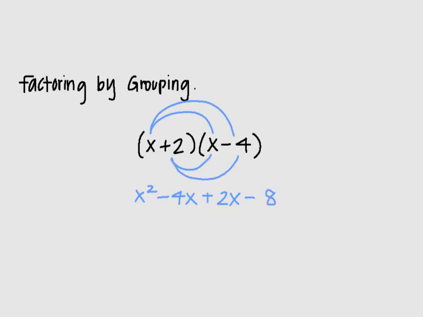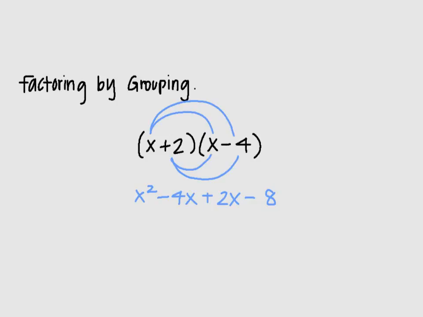So now we have a polynomial, x squared minus 4x plus 2x minus 8. We cannot factor this new polynomial by GCF since there is no common factor for all of the terms. There is no number that we can factor out or no variable that we can factor out from all 4 terms in this polynomial. However, what we can do is look for factors that go into just each pair of terms rather than all 4 terms.